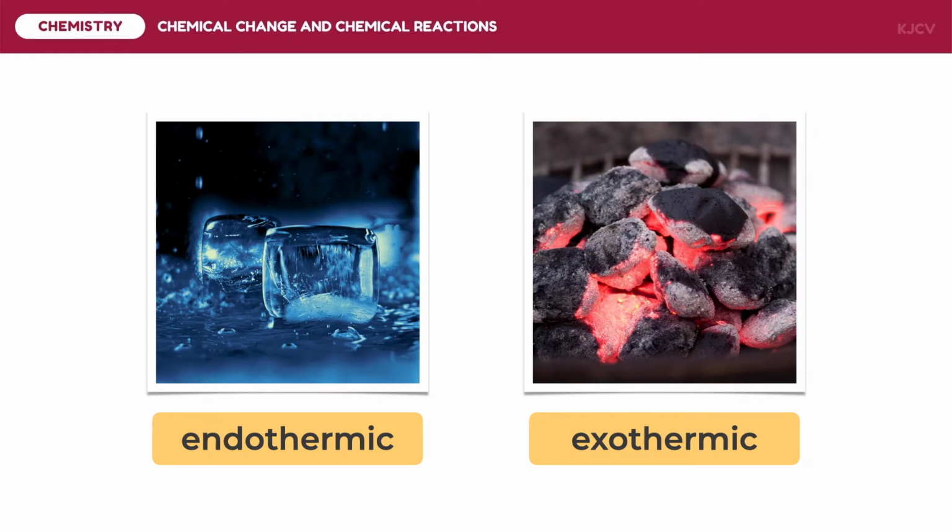For ice to melt, it needs to be exposed to a higher temperature, therefore absorbing heat, an endothermic process. On the other hand, burning charcoal gives off heat as the process continues. Thus, this is an exothermic process.